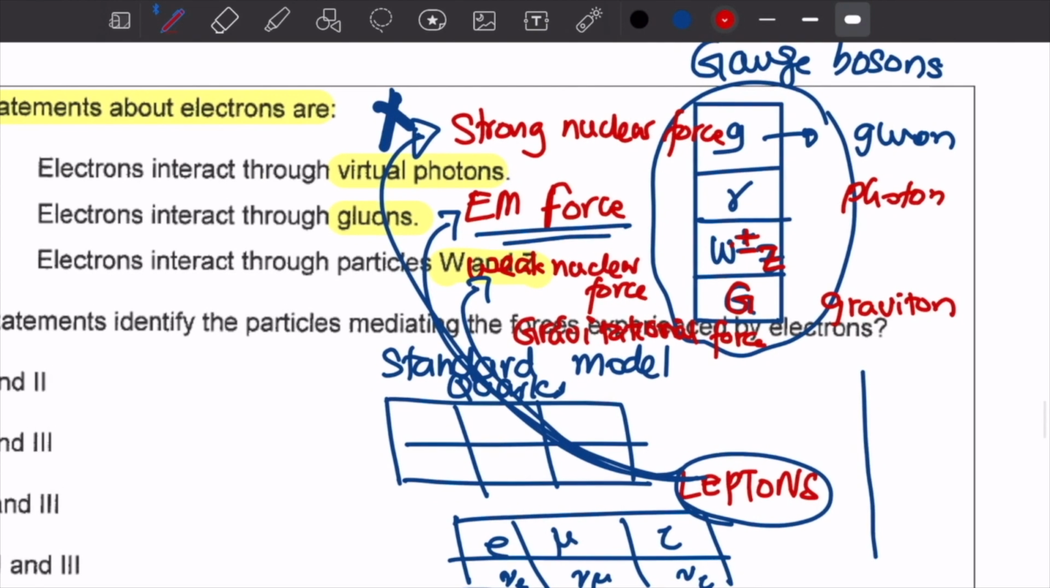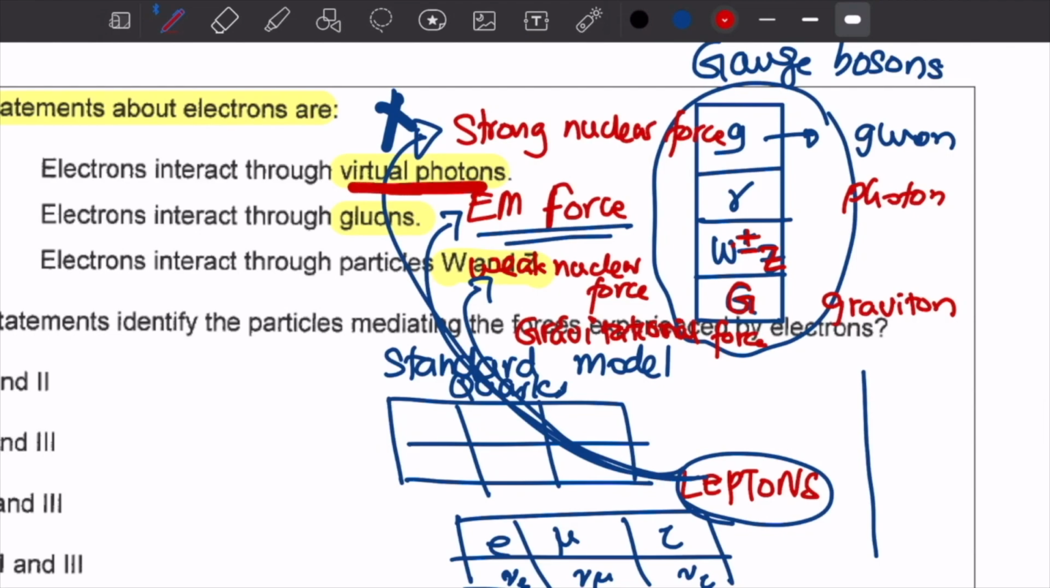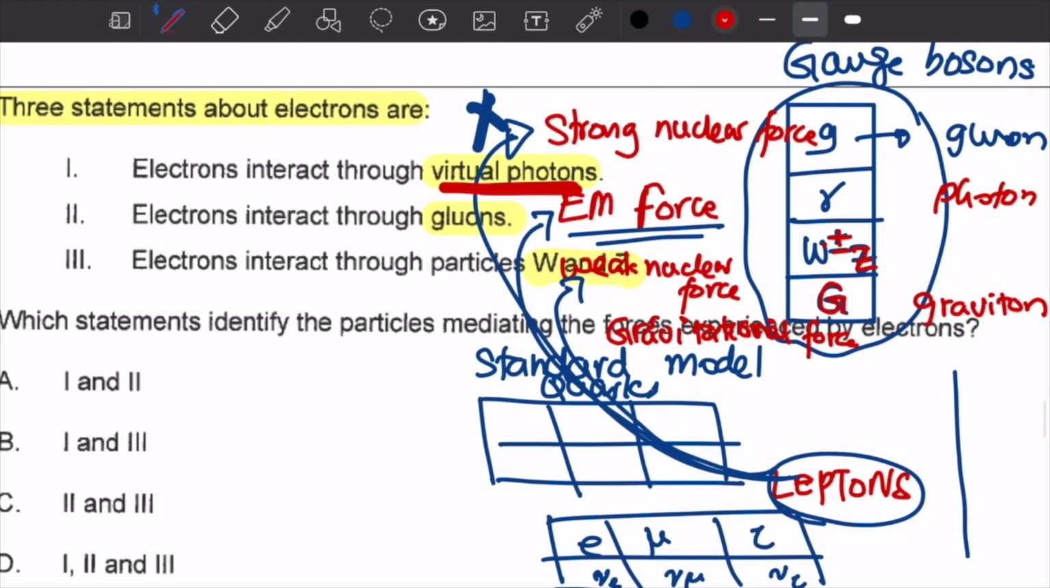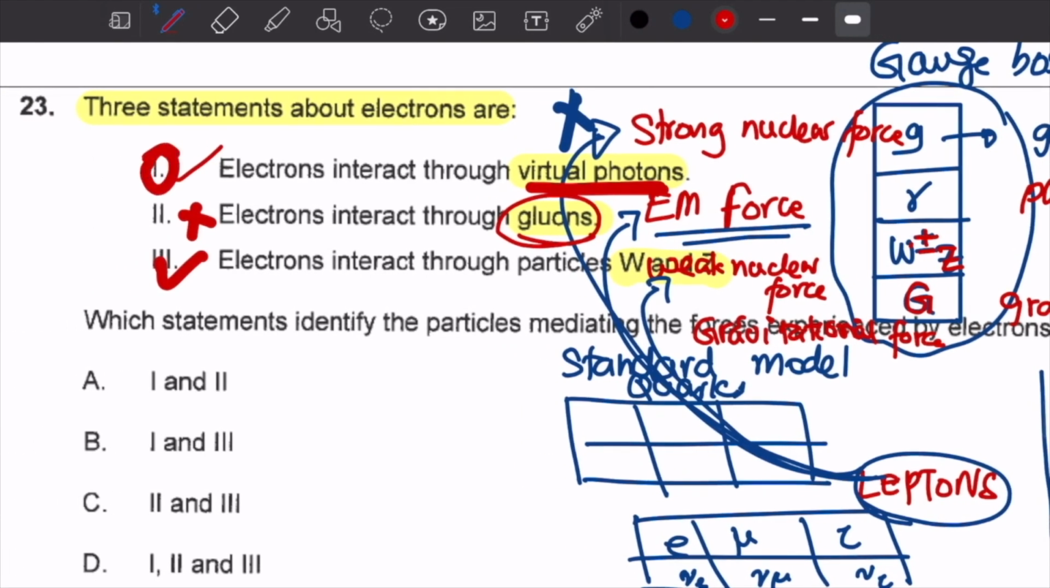So let's go back to the questions. Do they interact through virtual photons? What they mean is, do they experience electromagnetic force? Yes. Do they interact through gluons, meaning strong nuclear force? No, that is not for leptons. And electrons interact through particles W and Z. What I mean is, do they experience weak nuclear force? Yes. So these two are right. Second one is wrong. So you should say the correct answer is 1 and 3. Answer for question number 23 is B.